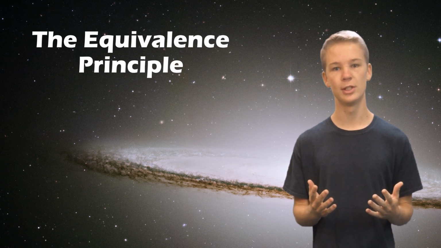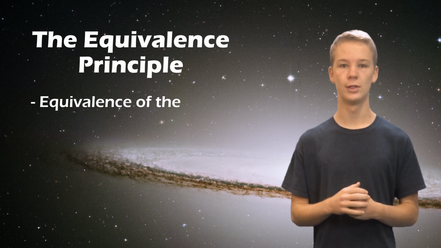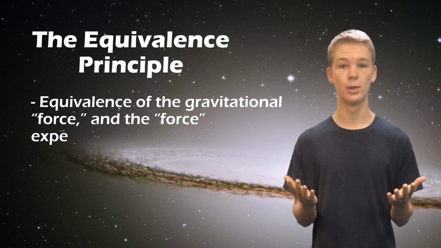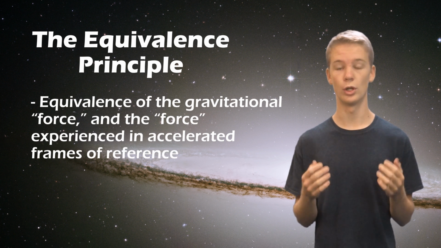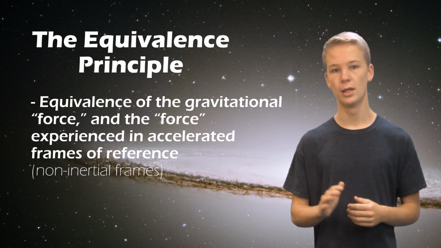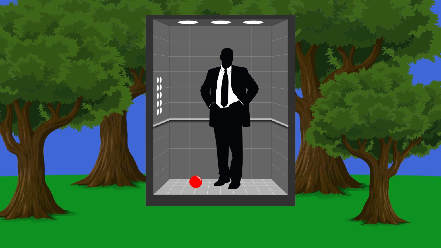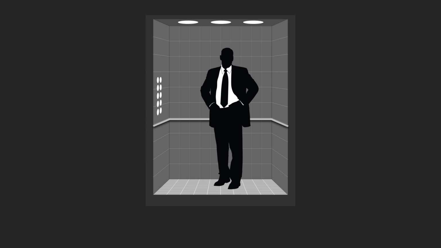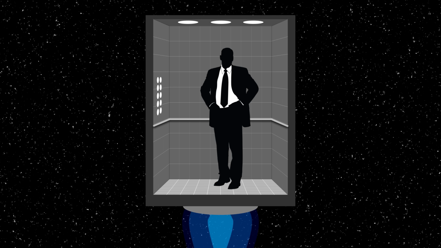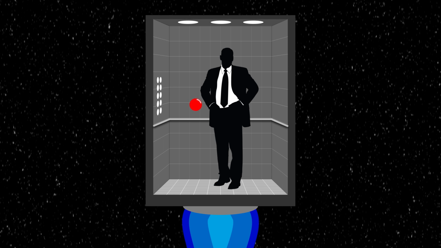The equivalence principle, simply stated, shows the equivalence of the gravitational force and the force experienced in accelerated frames of reference, or non-inertial frames. Let me explain. Say you're standing in an elevator and you take a ball out of your pocket. You let go and watch it drop to the floor. If I were to ask where you are, you'd probably assume you're at rest on Earth. However, you could also be inside an elevator in space that has a constant acceleration, therefore causing the appearance of gravity.